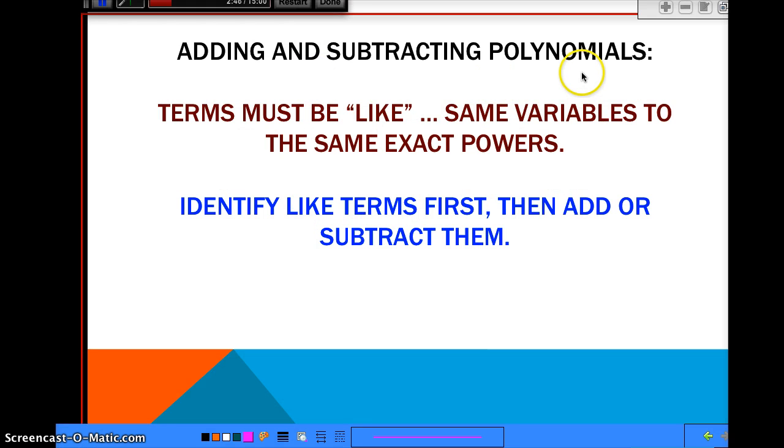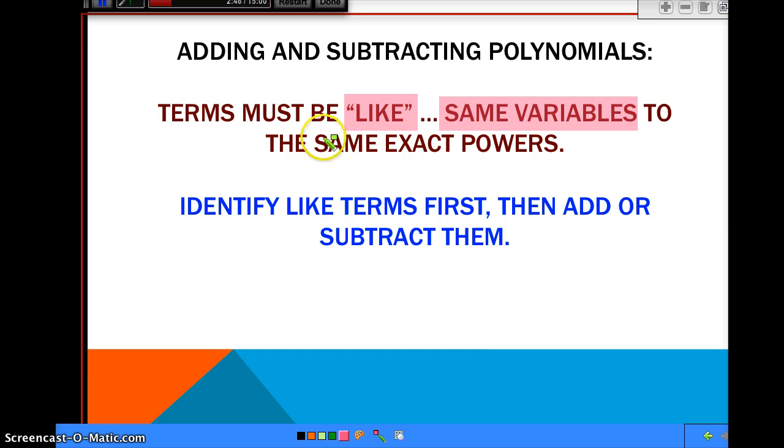Adding and subtracting polynomials. Terms must be like terms. Understand that like terms means they have to have the same variables with the exact same powers. Okay, the coefficients can be different. Make sure you identify which terms are like first, and then add or subtract.